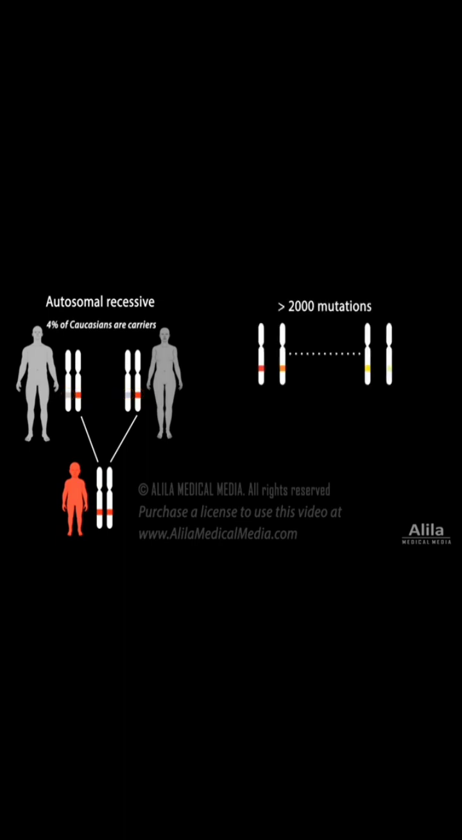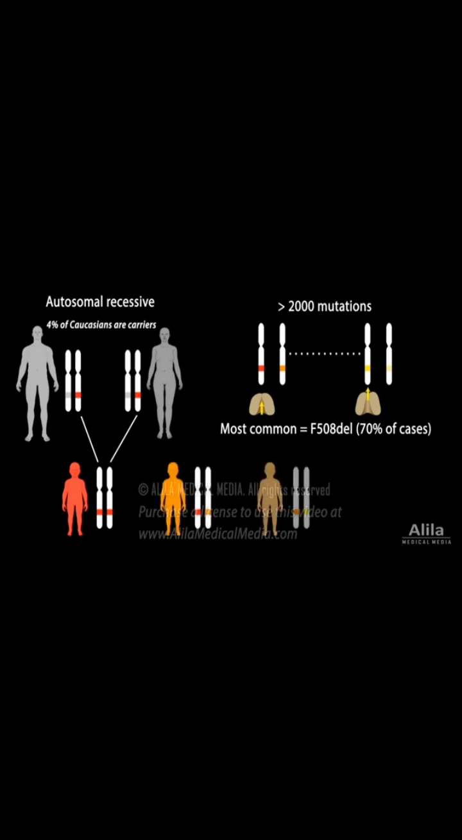More than 2,000 different CFTR mutations have been identified so far, with the most common, deletion of the amino acid phenylalanine at position 508, accounting for about 70% of all cases. Different mutations affect gene functions to different degrees. The severity of the disease depends on which mutations a patient has.